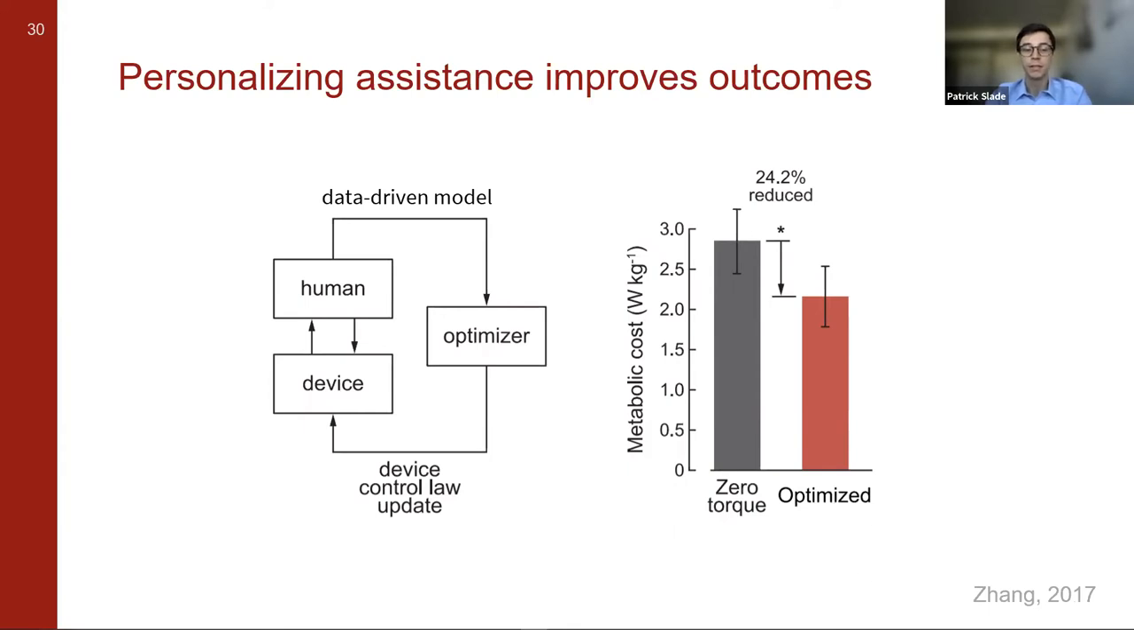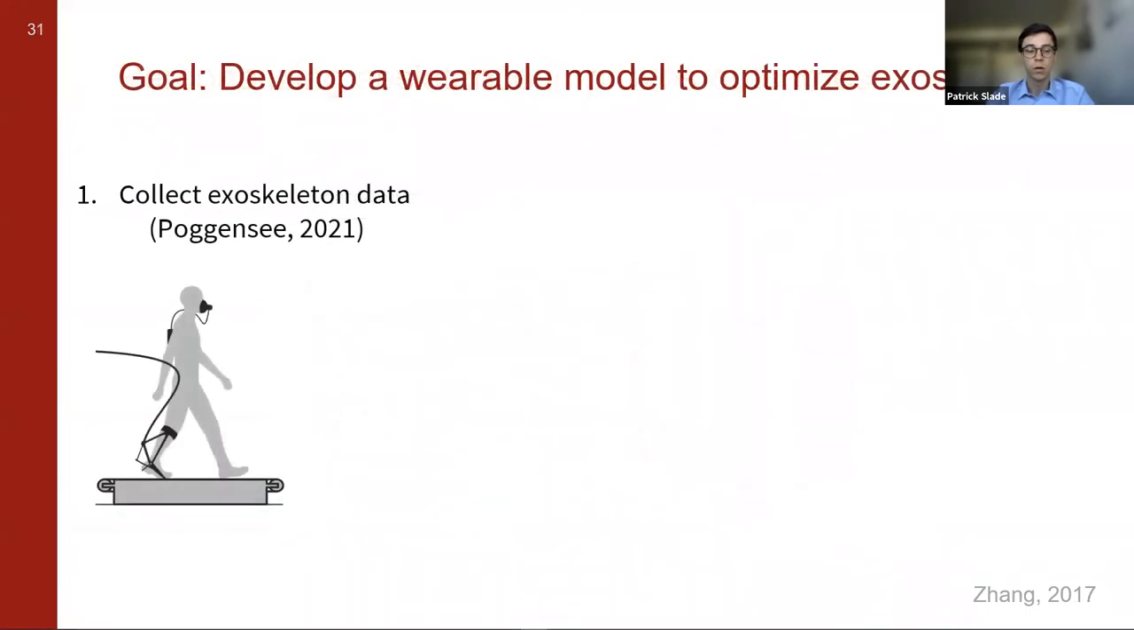So if the system could ideally work based on those short bouts of walking that we talked about, that would be great. So sort of our overall goal is to develop a wearable model to optimize exoskeletons. And we'll break this down into several experimental steps like we did before. The first step is to collect data so that we can try and learn this relationship between motion and energy expenditure. Fortunately for us, Katie Pogonzi in Steve Collins' lab recently published a really cool paper, and it had a bunch of data of people walking in exoskeletons. And so we were able to just use that data and avoid that step.